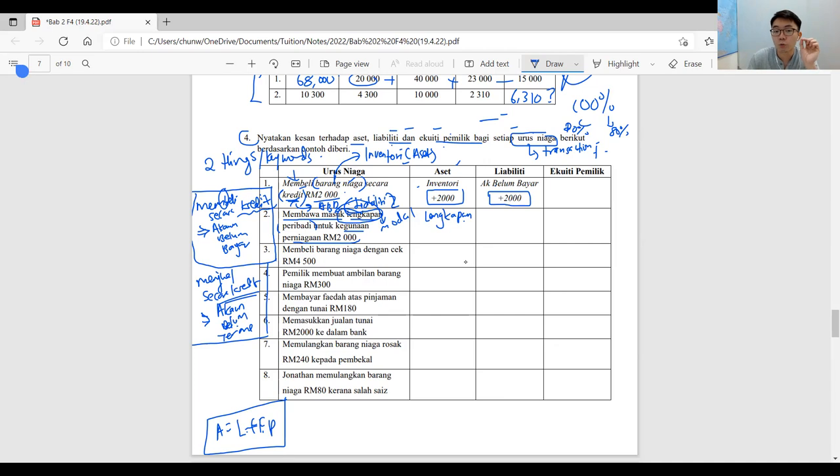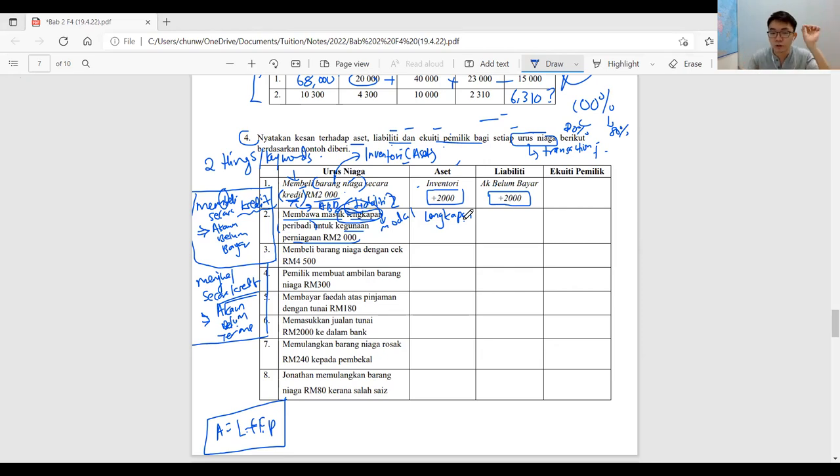Okay, I always tell you that whenever you do an accounting question, you have to see it from the perspective, from the point of view, of the business. So when the pemilik bawa masuk lengkapan, sekarang lengkapan saya tambah atau kurang? Tell me, plus or minus? My lengkapan now increases or reduces? Plus, from the point of view of the business, not from the pemilik.